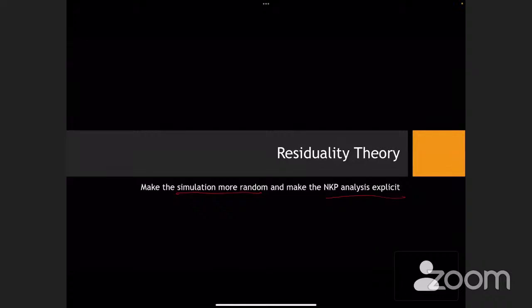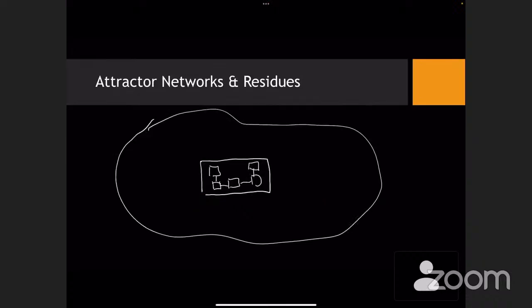Residuality theory then can be combined with these ideas, and it does two really important things. Firstly, we're going to make our simulations more random, and we'll talk about why that needs to be done. And we're going to make our NKP analysis more explicit, because everybody's doing it, but you probably never thought about it that way until I said this now, that this is what we've actually been doing all the time. And it kind of makes sense. This is what we do.